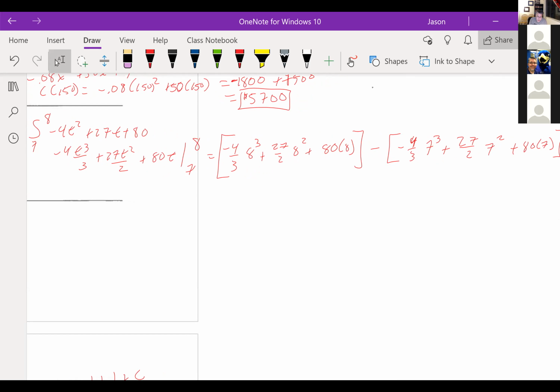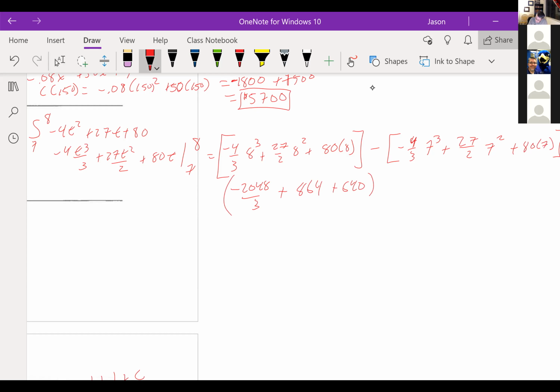8 raised to the third power is 512, times negative 4 is negative 2048. It's negative 2048 over 3. Okay, and plus, this is 8 squared, 64 divided by 2 is 32. 32 times 27 is 864, plus 80 times 8, that's 640.